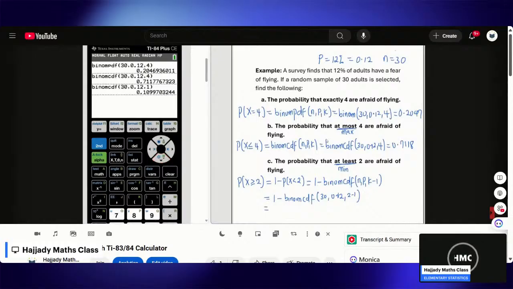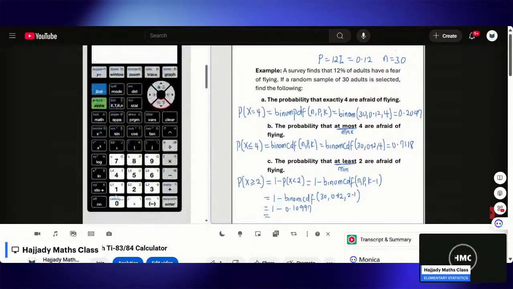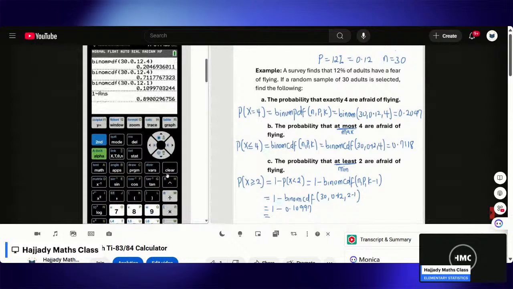So here we have 1 minus 0.10997. So by doing this, from here we can have 1 minus answer. And finally we have the probability of at least 2 to be 0.8900.